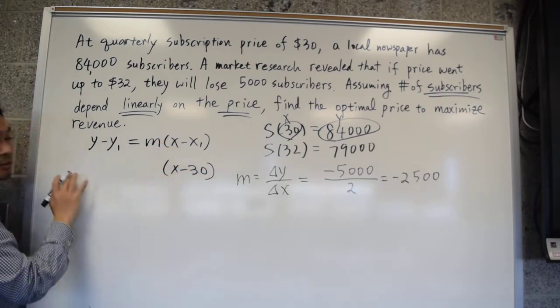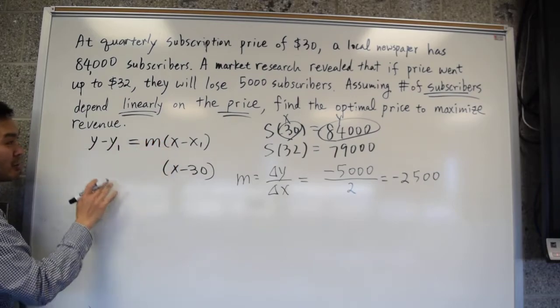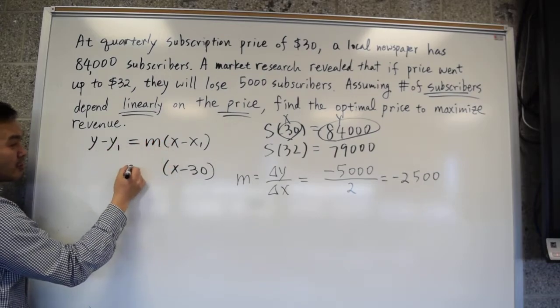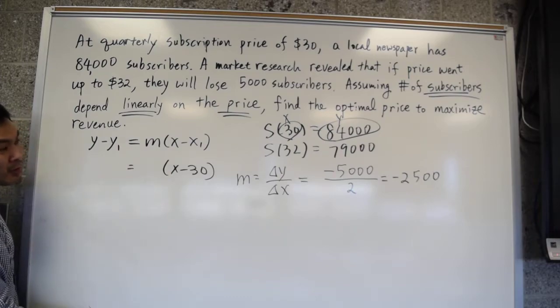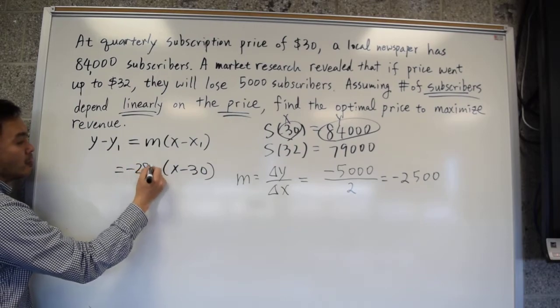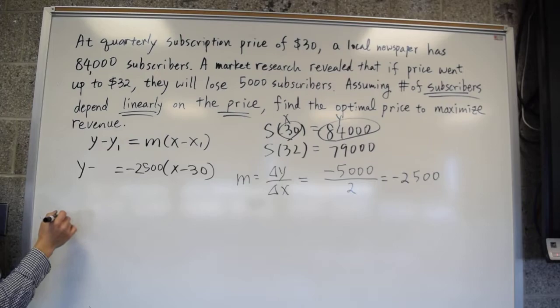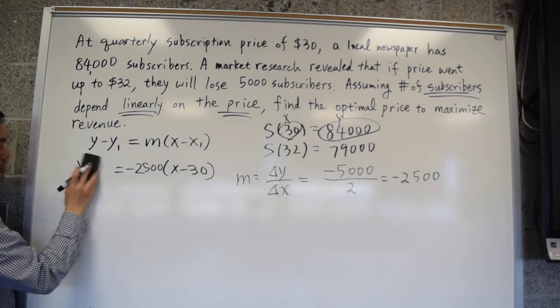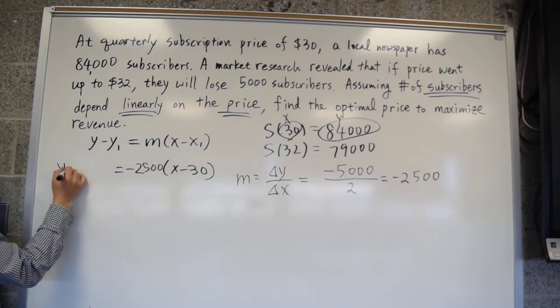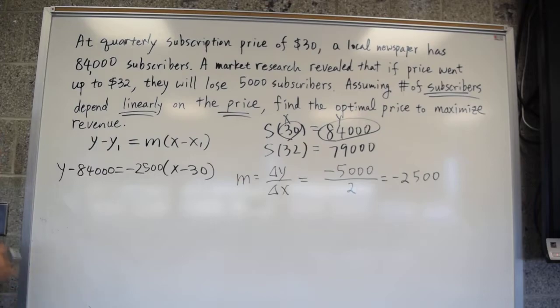x is just x. And when you plug in things into point slope form, you don't do anything to x and y. Those are just variables that never change. We just figured out that m is negative 2,500. And then y minus, what's y1? y1 is 84,000. I need more room. y minus 84,000. Okay. And you solve this and you get a formula, and that's the formula for S.